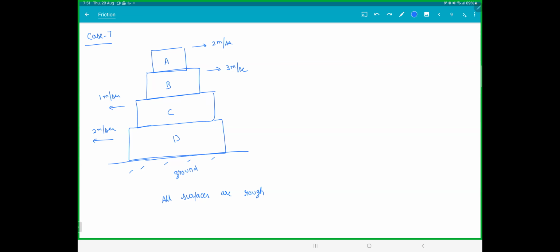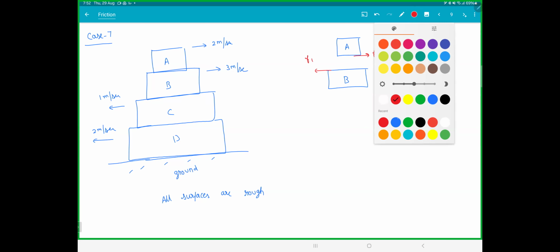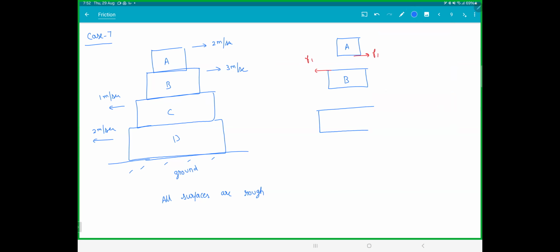Done? Let's see. Now, just look at A and B, okay? Between A and B, who is going faster? A is going slower, B is going faster. So I should support A, I should oppose B. I don't care about the remaining. Now, between B and C, who is going faster? B and C both are going in the opposite direction. It's like case 4. So I need to oppose both of them. So this guy is F2, this guy is F3.